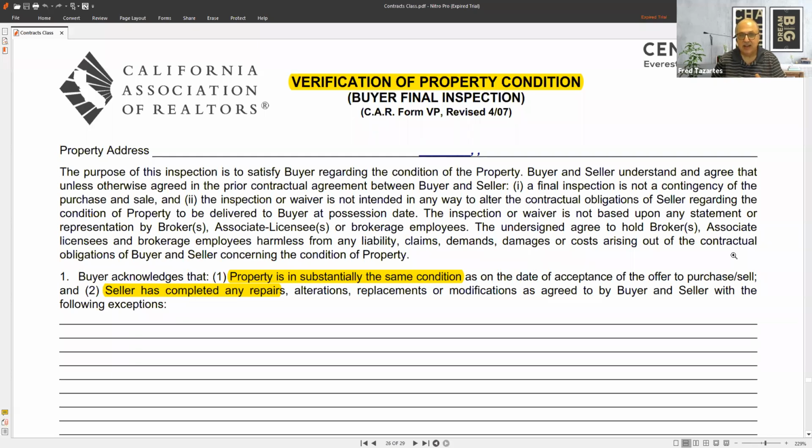The other thing you're looking at is whether the seller has completed all the repairs, alterations, replacements, anything that you asked to be done. So it's not to find new issues. It's not to do a new inspection. It is just to look at, this is the stuff I've asked to be done. This was done. The house is in the same situation as when I purchased it. Yes, it is now.